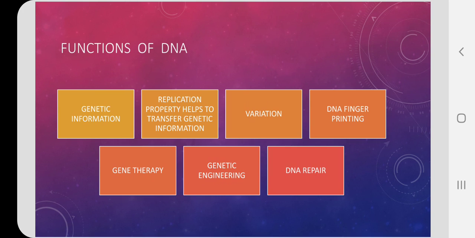DNA fingerprinting is an essential tool in forensic science, which helps in paternity tests and finding criminals. DNA can also be helpful in gene therapy. Defective heredity can be corrected by incorporating the correct gene in place of the defective gene. DNA repair: the proofreading activity of DNA polymerase helps in replacing mismatched base pairs left after DNA replication.